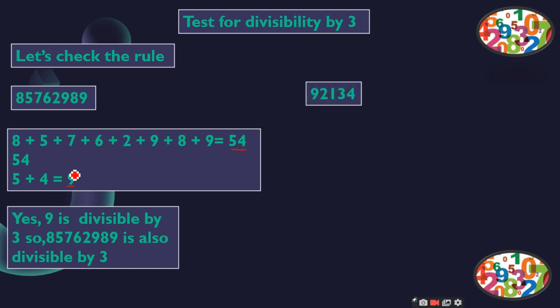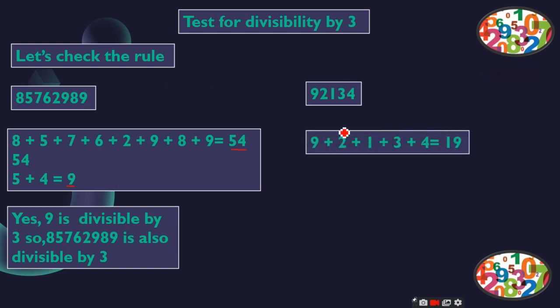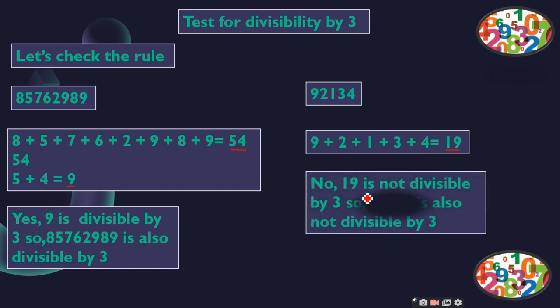Here is another example. 92134. Now 9 plus 2 plus 1 plus 3 plus 4. 9 plus 2, 11. 11 plus 1, 12. 12 plus 3, 15. 15 plus 4 is 19. And 19 is not divisible by 3. No, 19 is not divisible by 3. So 92134 is also not divisible by 3.